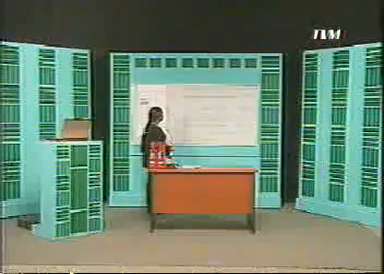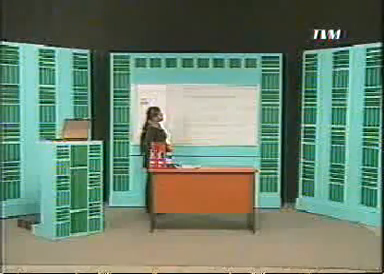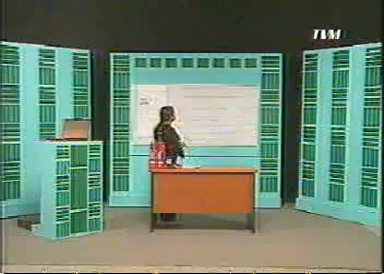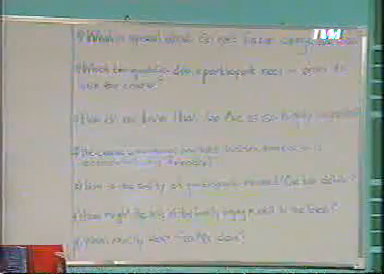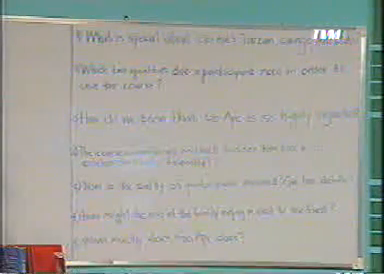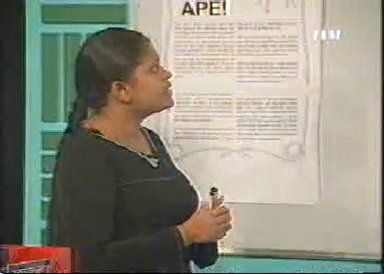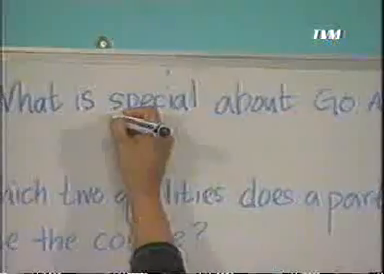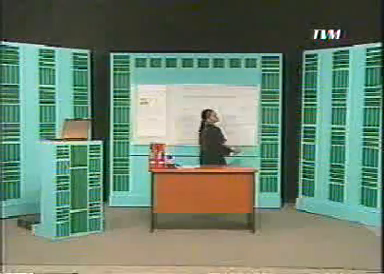Alright, the first question says, what is special about Go App Tarzan swings and slides? Now when you are looking at the questions, it's a good idea to underline the main words so that it is easy for you when you are going back to the text again to find the answers or when you scan through the text. Okay, so the first question, it says what is special about, so it should be something special about Go App's Tarzan swings and slides.